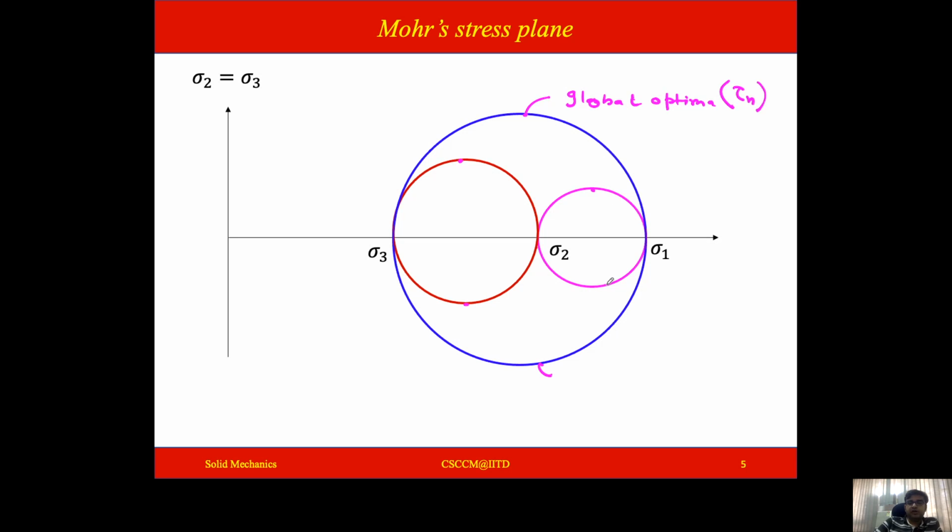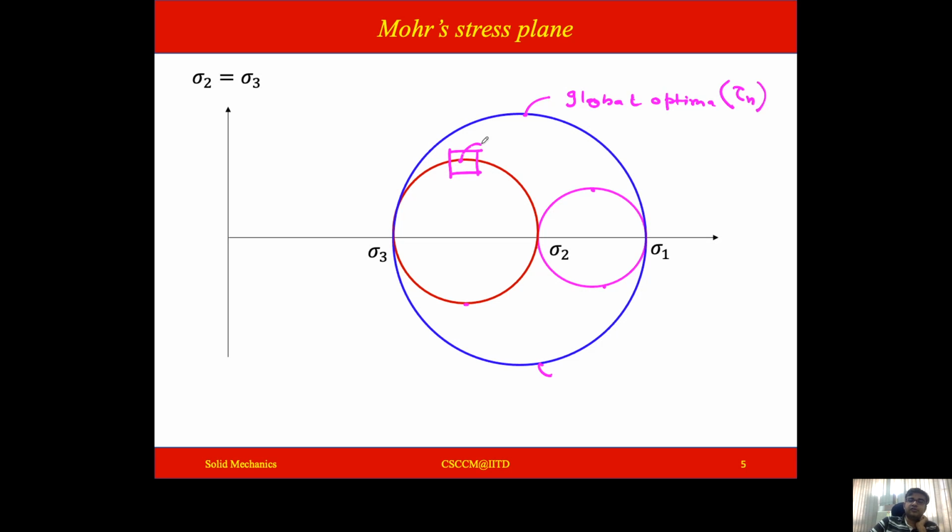What are these points? Are these global optima? Obviously, these are not global optima. But the question is, are these local optima? The answer is again no. So if you do the same thing, take a small box, you will find tau.